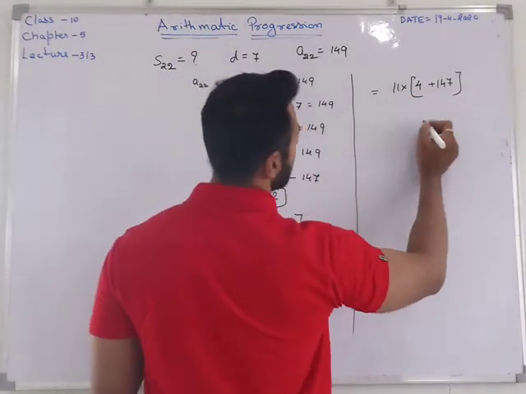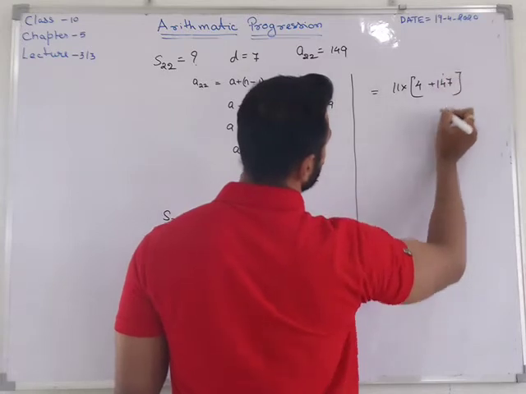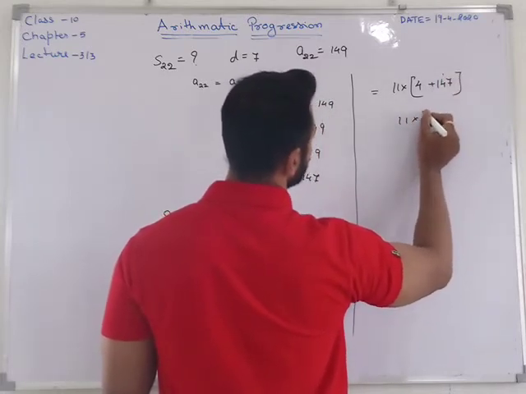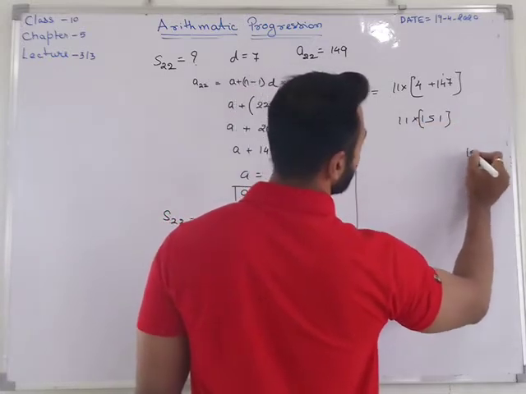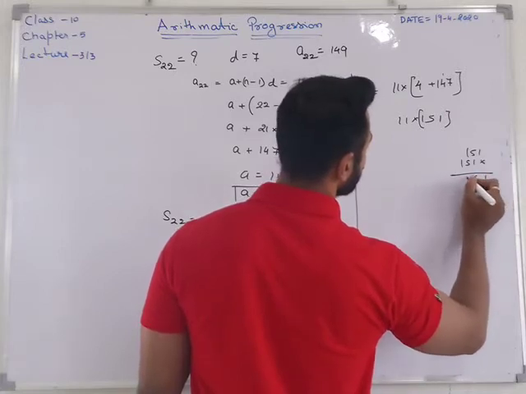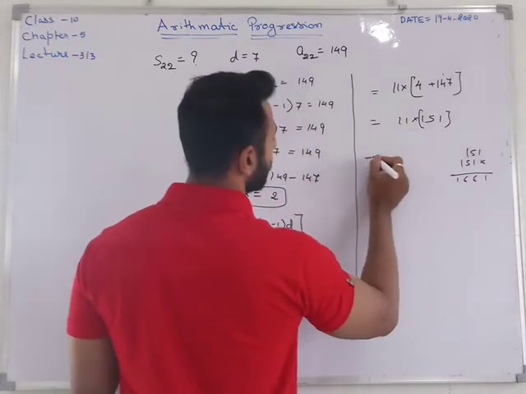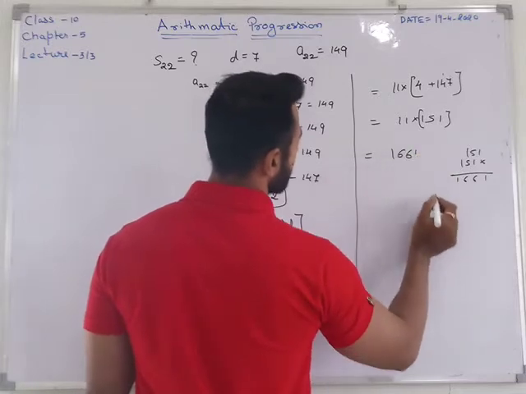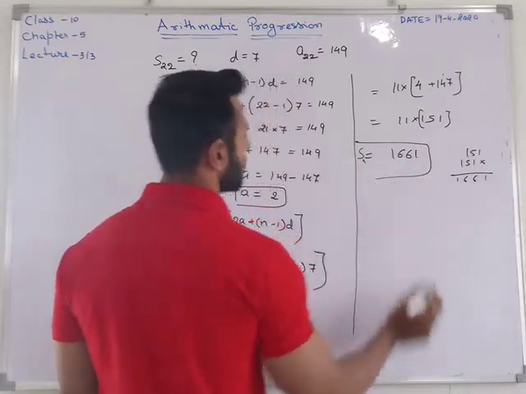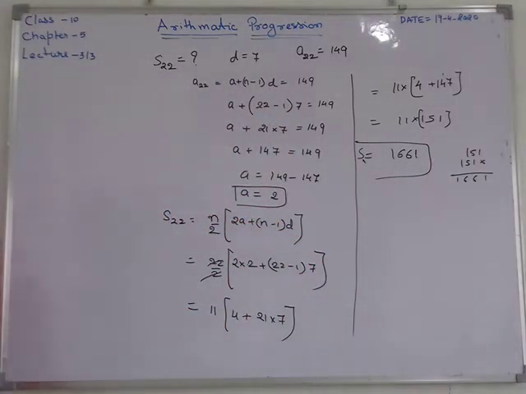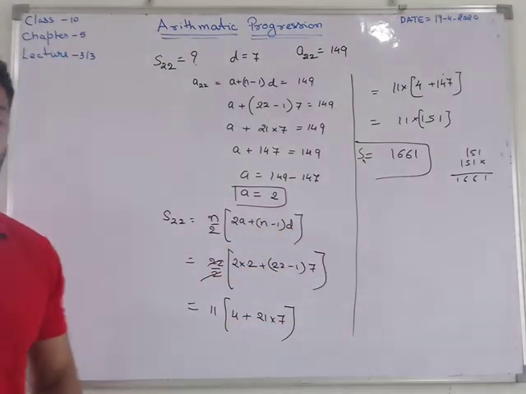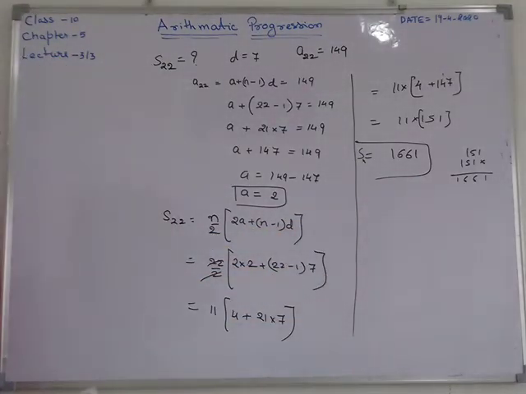Solving this, 4 plus 147 is 151, into 11. So the required value of the sum is 1661. Sum of first 22 terms is 1661. Now let us move to the next question.